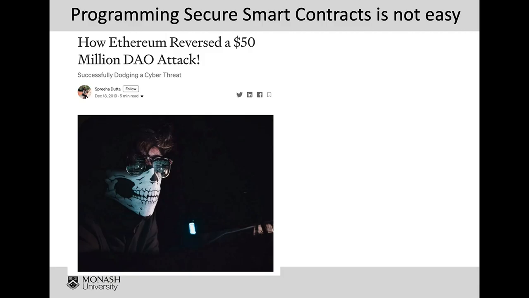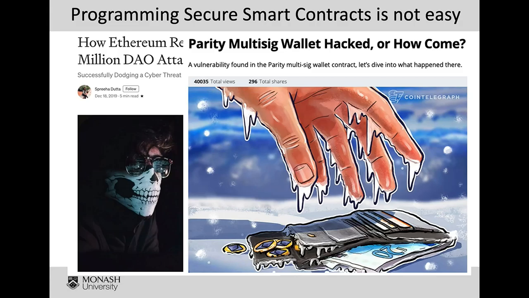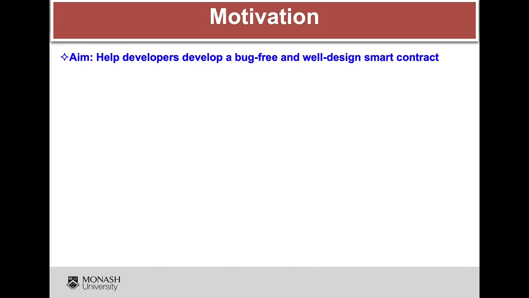However, programming secure smart contracts is not very easy, because smart contracts have many new features compared to traditional programs such as mobile apps, such as they are decentralized, self-executed, and code-enforced. Till now, there are many famous attacks that happened on Ethereum, like the DAO attack and the Parity multi-sig wallet attack, which caused $1 million loss on Ethereum. The aim of our work is to help developers develop a bug-free and well-designed smart contract.